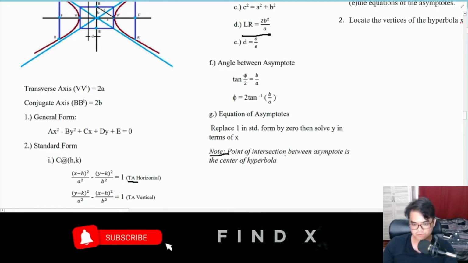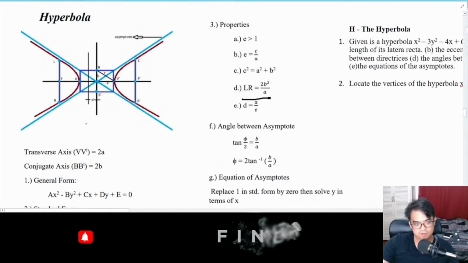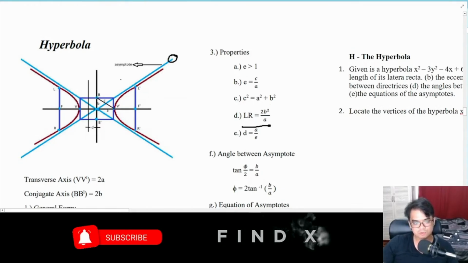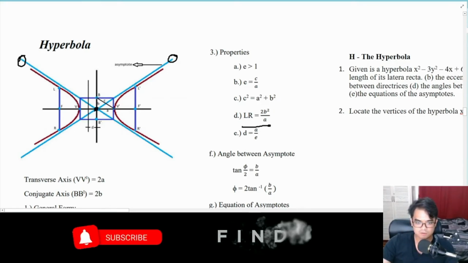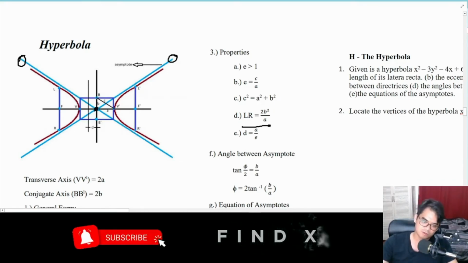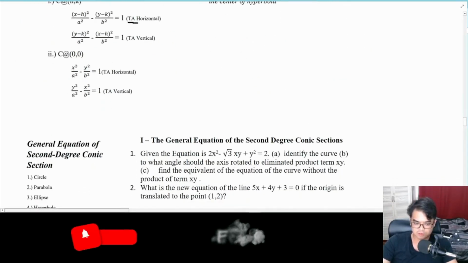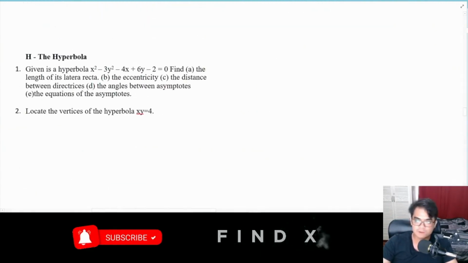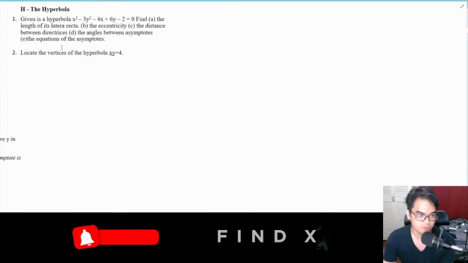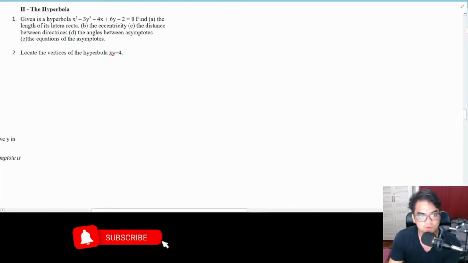So note, the point of intersection of the asymptotes is the center of the hyperbola. Again, these are the asymptotes, and the intersection of those will be the center. So you can just equate the two asymptotes to each other and then you'll find the coordinates of the center. That's also a trick that you can do. So with that, let's move on to some problems. Let's go to some examples of hyperbola.